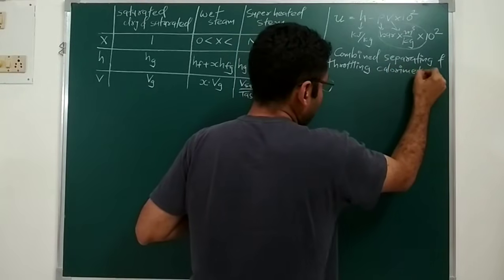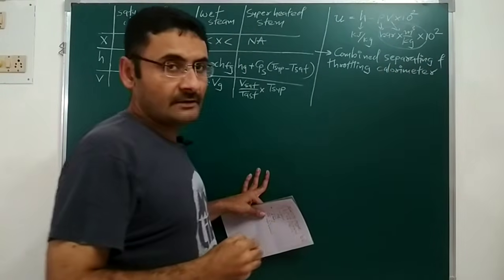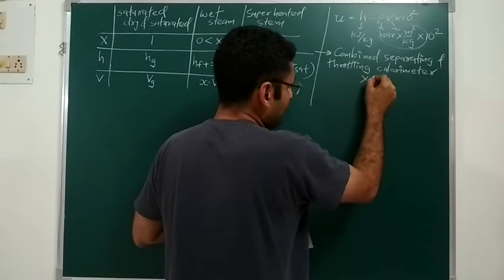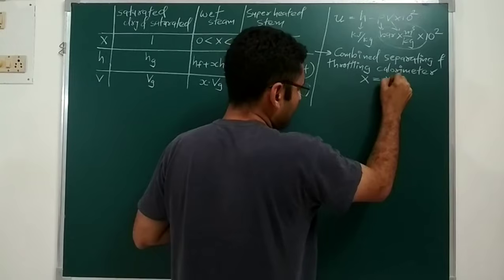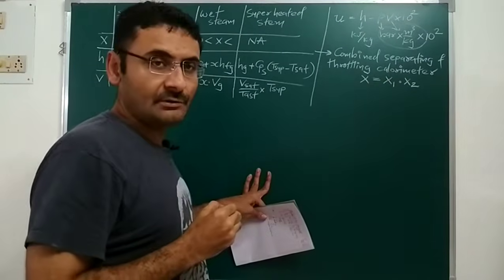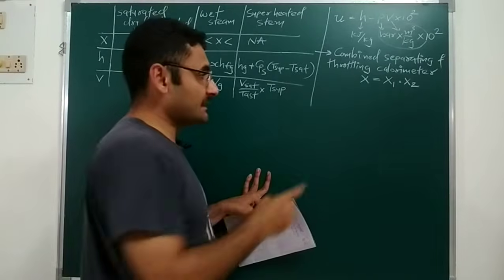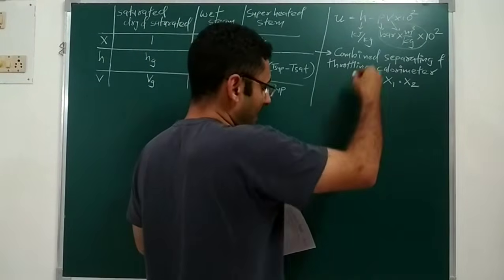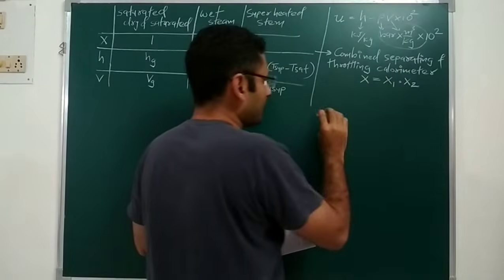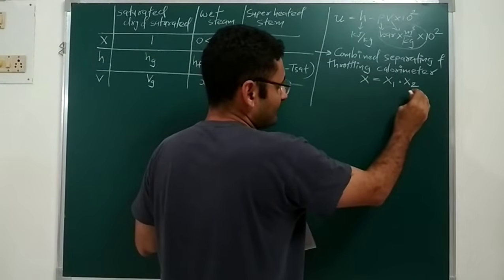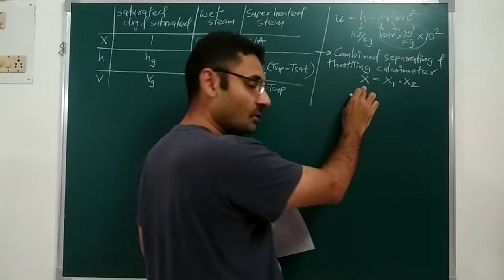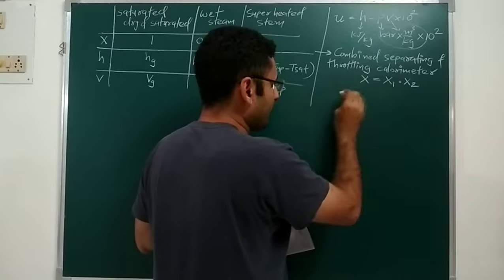For the combined separating and throttling calorimeter, you have to calculate the dryness fraction value. How will we calculate it? With the help of the combined separating and throttling calorimeter, the value of x is given by x1 into x2, that you know very well. You can watch my video Properties of Steam 06, in which you can see how that equation comes and the derivations. So over here right now, accept the equation x is equal to x1 into x2. With the help of the combined separating and throttling calorimeter, if you want to calculate x, then first of all find out x.